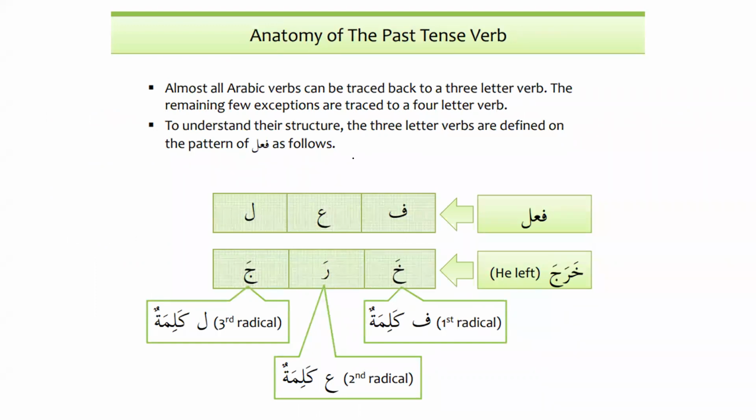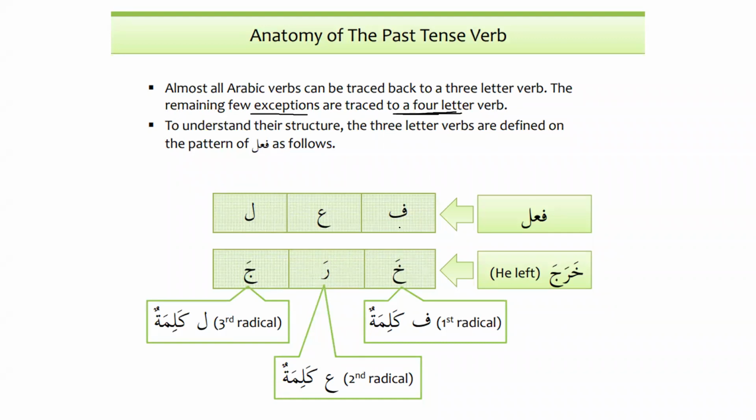And to know more about it, as we can see over here, most of the verbs have 3 root letters, but there is a possibility that there are some exceptions where the verbs can have 4 root letters, but that is very, very rare. There are examples from the Quran, but there are very few of them. So what is our pattern? That is fa, ain, lam, fa'ala.